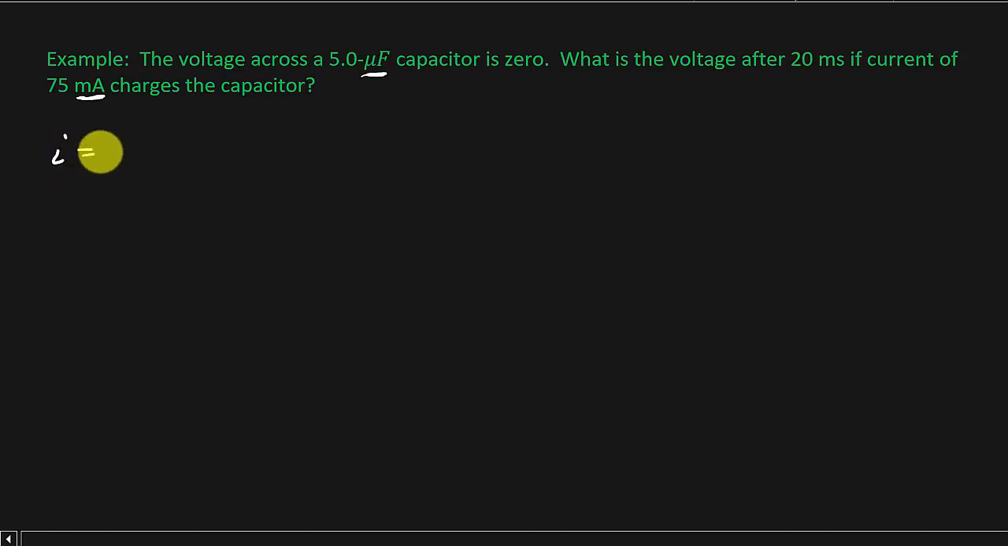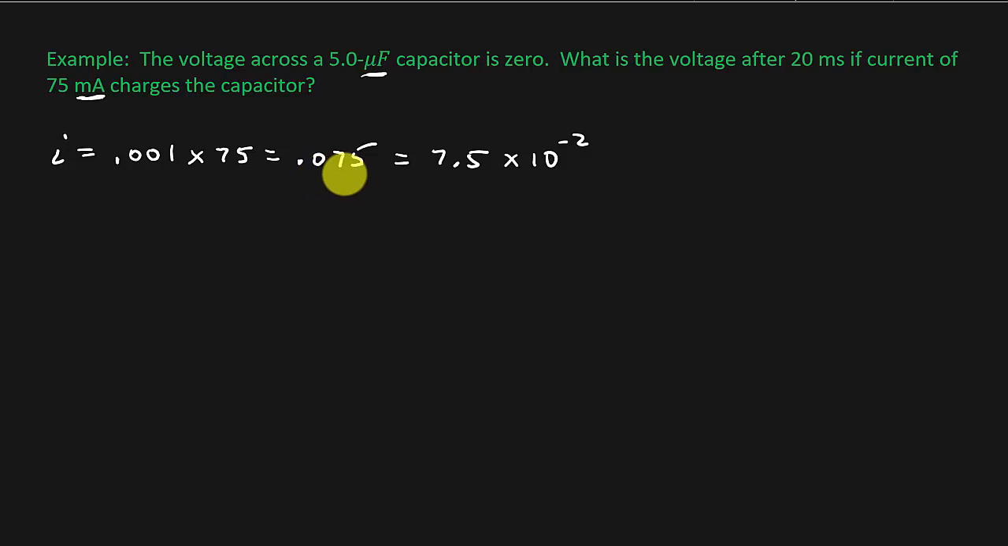I is equal to 75 milliamps, so I need to convert that. That's going to be 0.001 times 75, which is going to be 0.075. And that is going to equal, now what I'm going to do here is write this in scientific notation, and that's going to be to the -2 because I'm going to move it 1, 2 places.